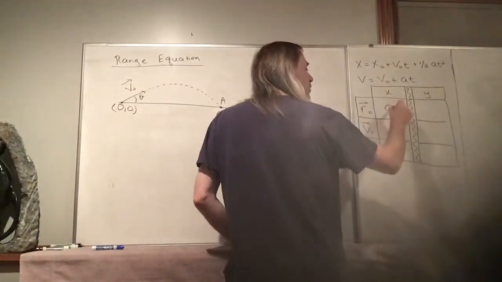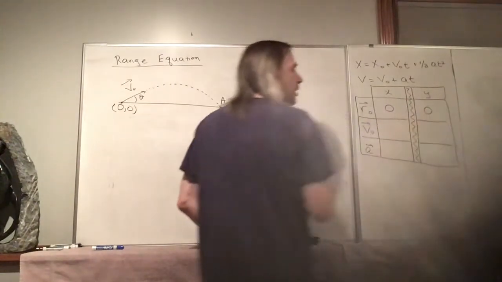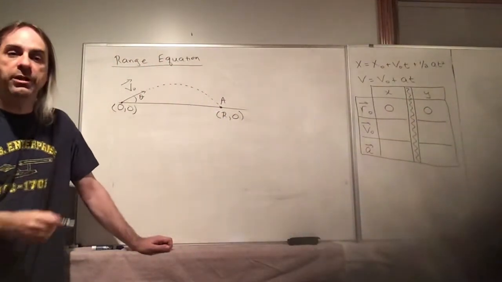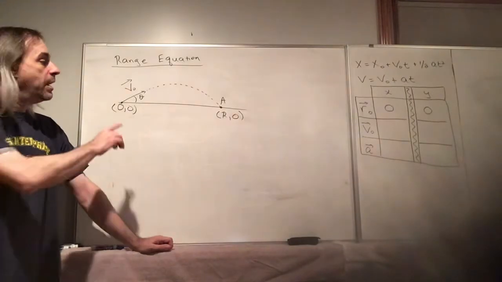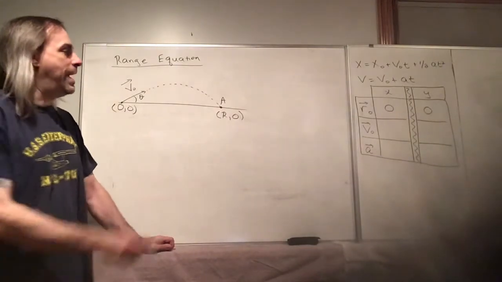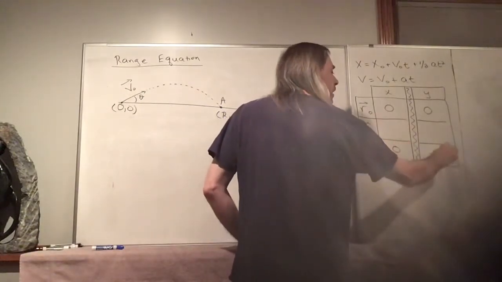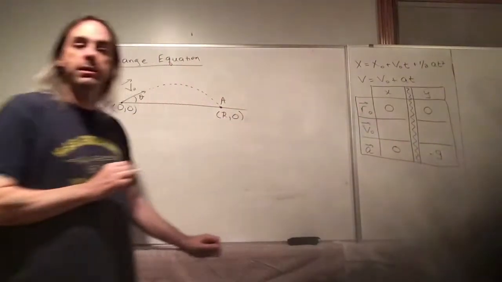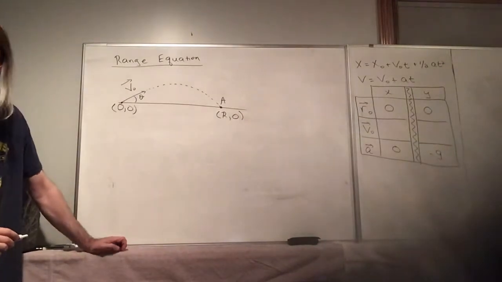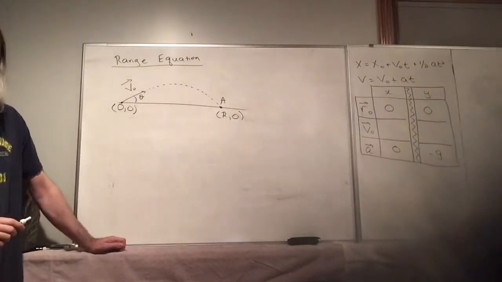The initial position, it's launched from the origin, so it has coordinates 0, 0. Now the acceleration, again, we're saying up is our positive direction, and like usual, we are ignoring air resistance, so not maybe the most realistic problem, but we have 0 and minus g.